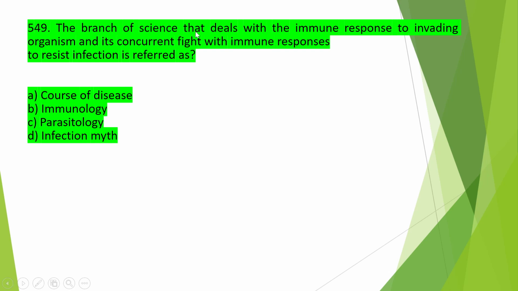So the branch of science that deals with the immune response to invading organisms and its concurrent fight with immune responses to resist infection is referred as option A, course of disease, option B, immunology, option C, parasitology, option D, infection myth. So the right one is option B, that is immunology.